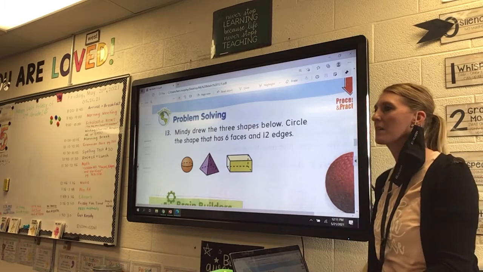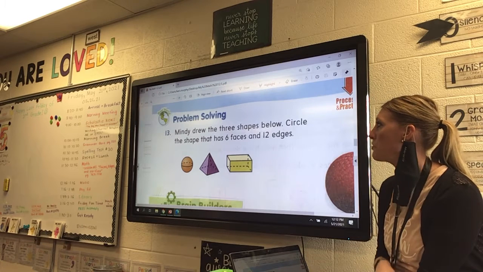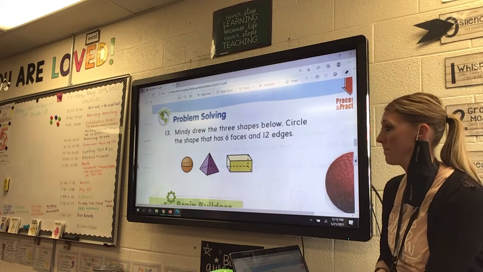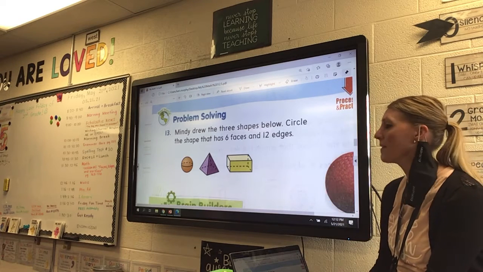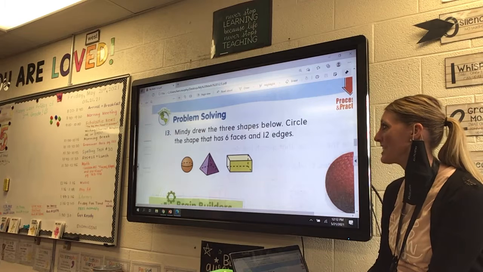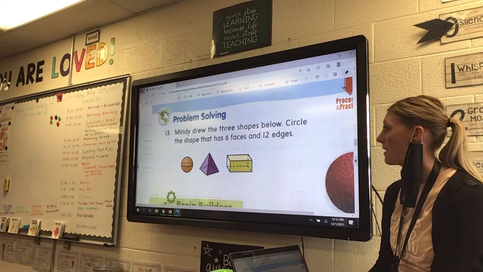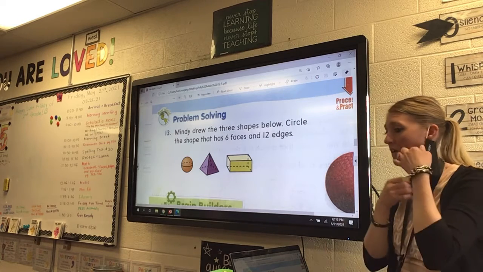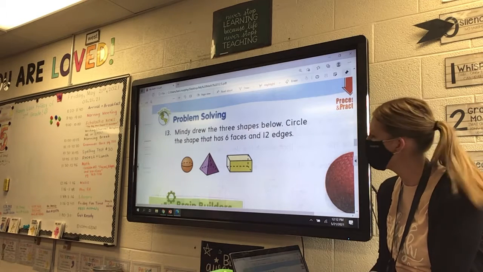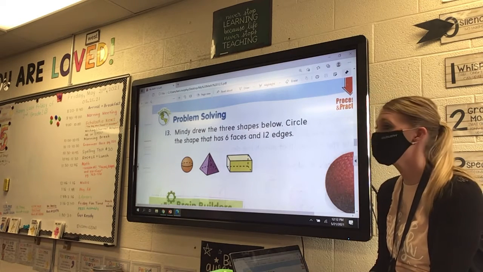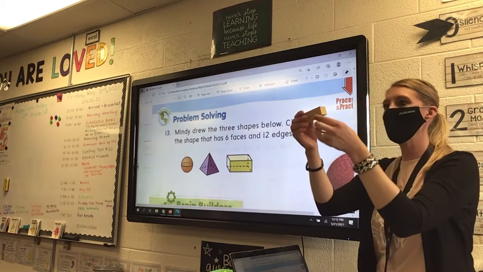Okay, on to the back. It says, Mindy drew the 3 shapes below. Circle the shape. There's one shape that has 6 faces and 12 edges. Wyatt, what do you think? Yes, come up here and circle that. The rectangular prism.